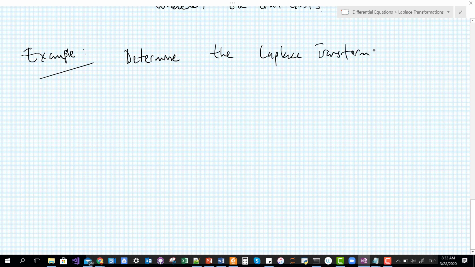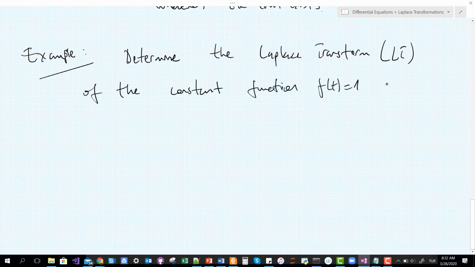I'm going to give you the simplest example for the Laplace transformation. So this is the question. Let's determine the Laplace transform, from now on I'm just going to use LT, of the constant function f of t equals 1, when t is bigger than 0, since the integral should be defined for values bigger than 0.